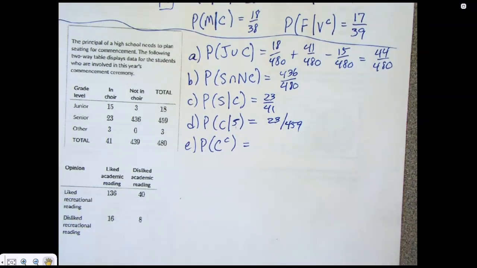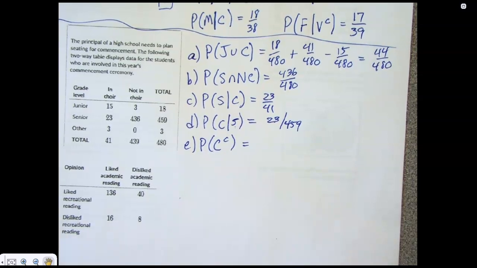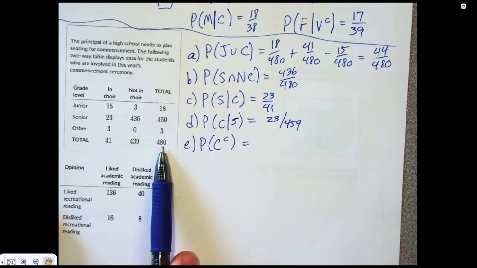Alright. The last one, probability of choir complement. So that's just basically not in choir, right? So isn't that just 439 out of 480?